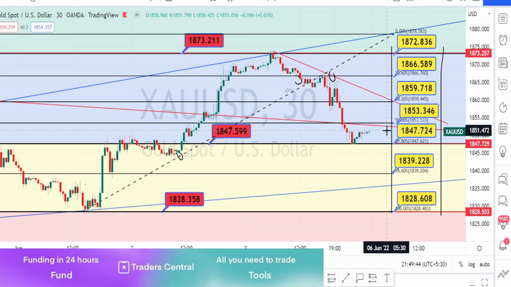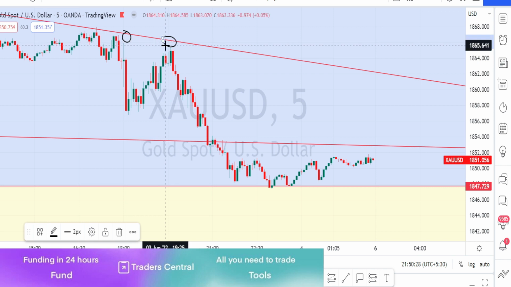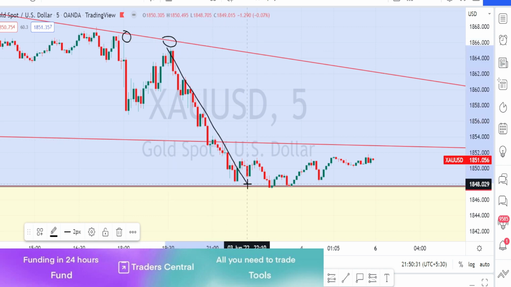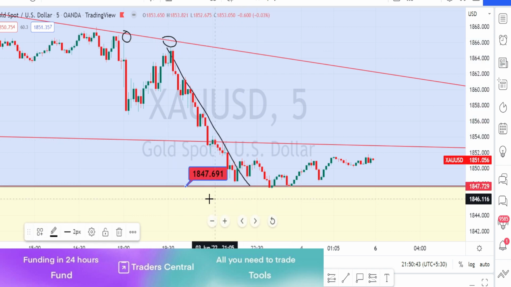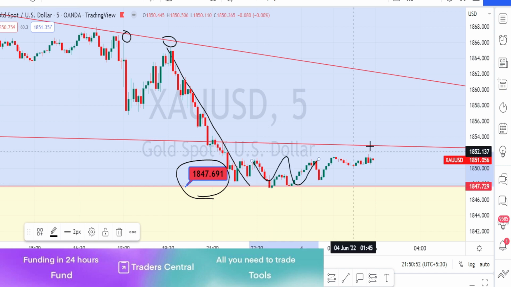Let us do the analysis in 5 minutes time frame. I'm in 5 minutes time frame. When we analyze the price action in 5 minutes time frame, the price action bounced back from the resistance line from the 30 minutes time frame on a bearish trend reversal, and it has taken support on the higher time frame support level of 1847, and currently the price is trading between the resistance line from the hourly time frame and the support level from the 4 hours time frame.